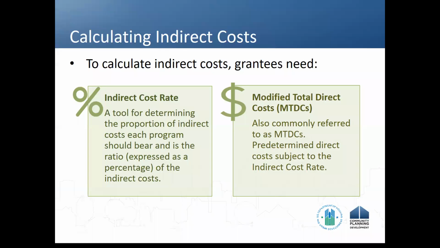So let's take a look now at how to calculate indirect costs. To calculate indirect costs that subrecipients may charge to the ESG-CV award, and this is true for grantees as well, grantees must multiply what's called the allowable modified total direct costs by their agency's indirect cost rate. An indirect cost rate is a tool for determining the proportion of indirect costs each program should bear, and is the ratio expressed as a percentage of the indirect costs. Modified total direct costs, or MTDCs, are the predetermined direct costs subject to the indirect cost rate.